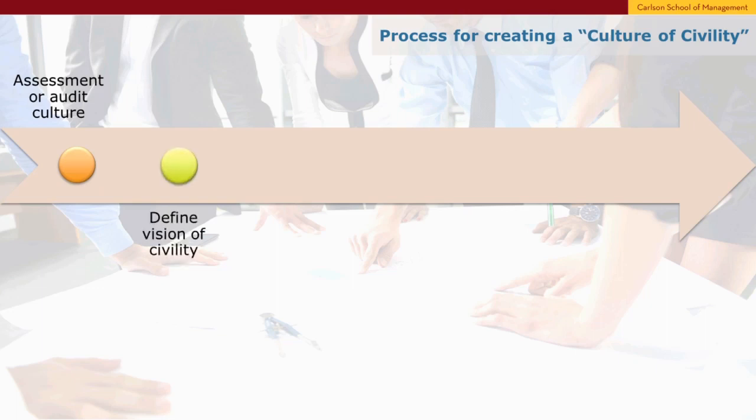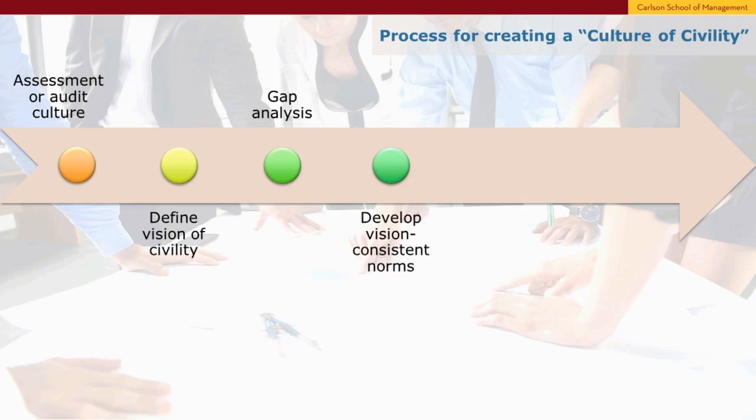The next thing is go back to the definition or the vision of civility that you did in an earlier video. Envision what it is you want and define that clearly. The next step is look at, is there a gap? Look at the culture you have and the vision of civility that you want within that culture. What are the gaps? Get that analysis down and define where you need to be.